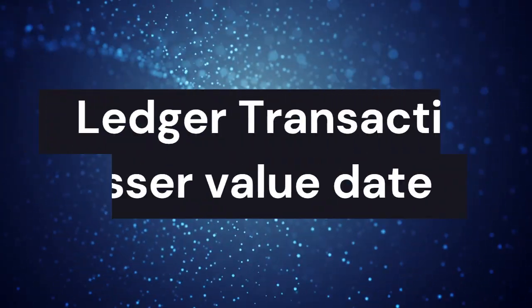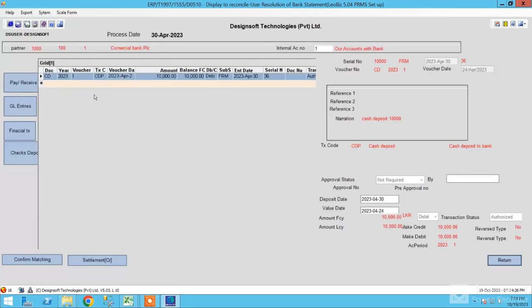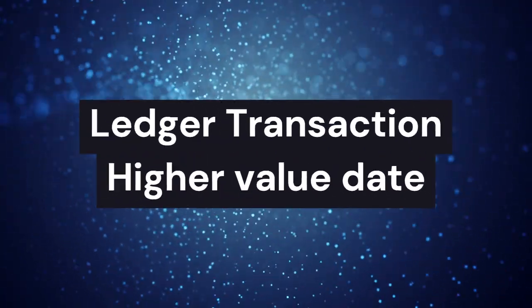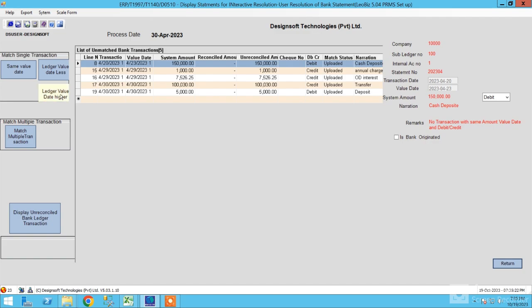Sometimes value dates of the bank statement could be different due to posting errors. In the selected transaction, we should search for the same amount with other value dates. We find one with a lesser value date for the first one, and a higher value date in the second one.